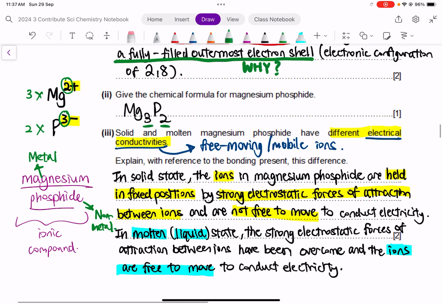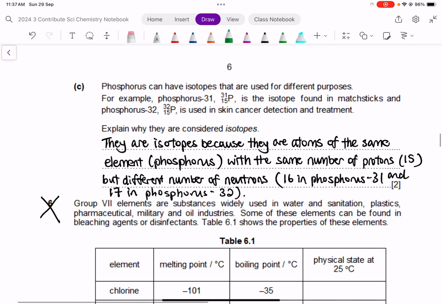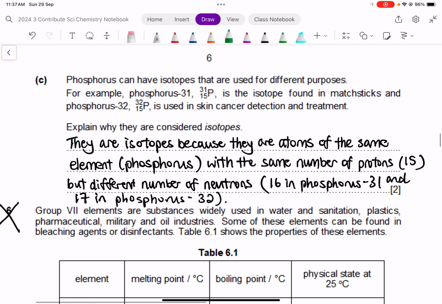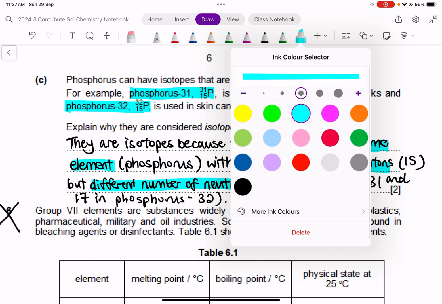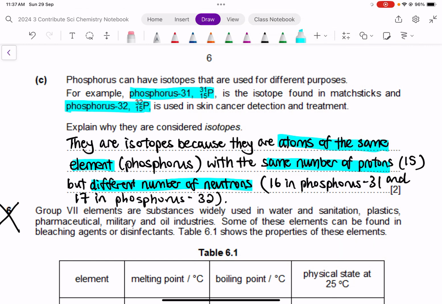Now let's move on to the next page. The next page is about isotopes. So you are now told there are two different isotopes, phosphorus 31, phosphorus 32. Explain why they are considered isotopes. So actually, they want you to define what is meant by isotopes. If you recall, isotopes are atoms of the same element, same number of protons, but different number of neutrons. So what I've highlighted in blue thus far is the definition of an isotope, which you can obtain from the chapter on atomic structure, chapter 3.